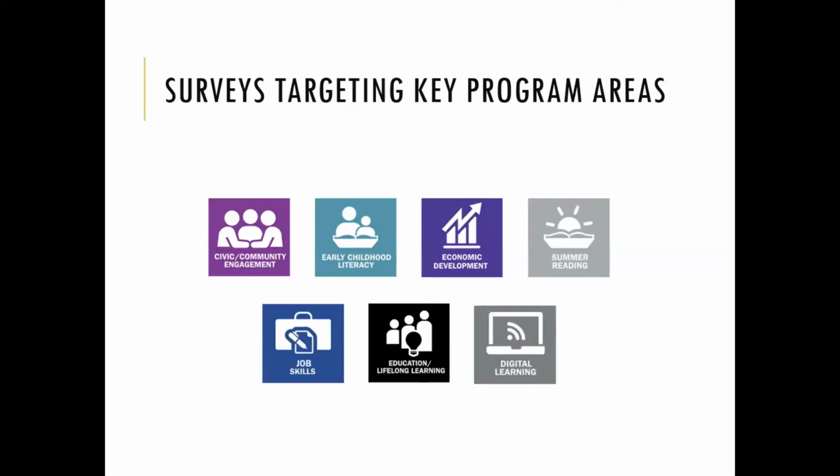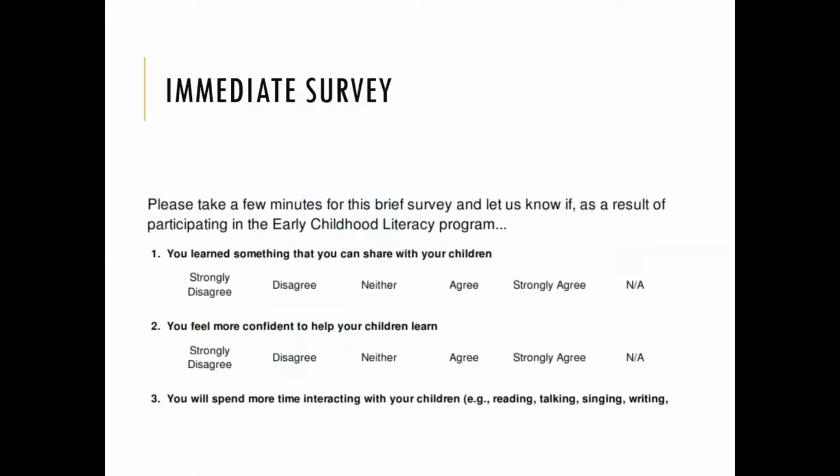What's the difference, you ask? Well, let me tell you. Immediate surveys are designed to be distributed immediately after a program or service is completed. They aim to help librarians better understand the immediate impact a program or service has on patrons and their intention to change behavior as a result. Immediate surveys are quite short. They take only a couple minutes to complete.